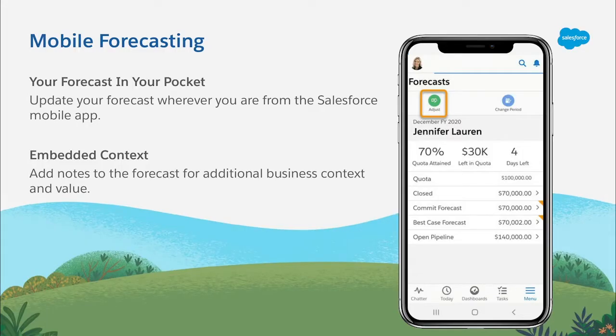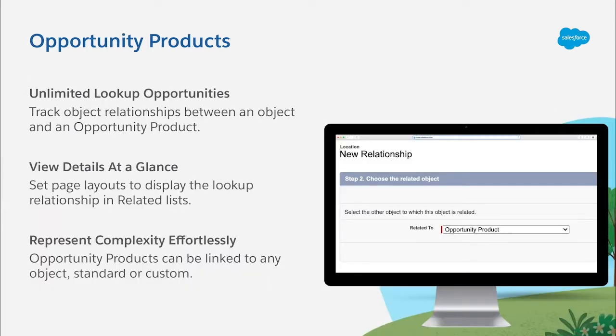First off, I'd like to talk about mobile forecasting. If you've been following along with the past few Release Readiness Lives, you know that mobile forecasting has been a staple of core Sales Cloud. Last release, we achieved Android parity with iOS, and now we're proud to announce that you can adjust your forecasts using the Salesforce mobile app. It's very simple. On the forecast screen, just select the forecast you want to adjust, tap Adjust, and change it. You can even add notes or commentary to the adjustment to provide extra thoughts or business context. That was easy, right? Let's move on to the next feature, Opportunity Products.